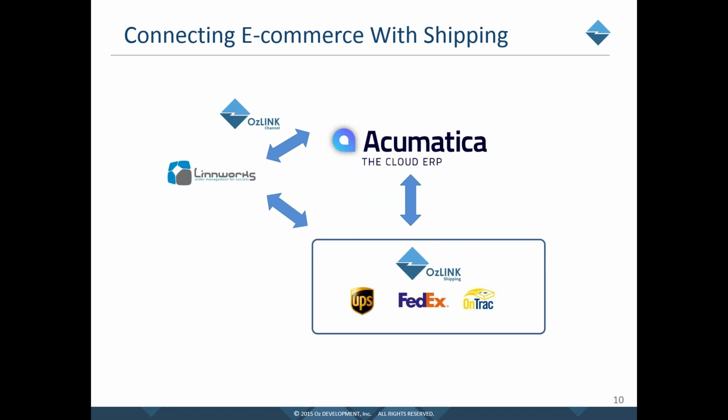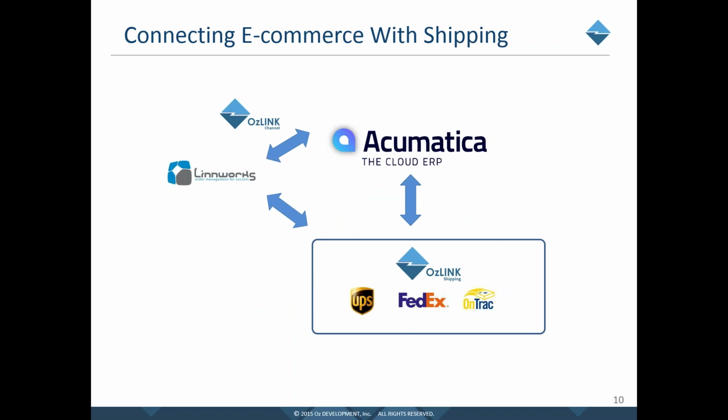Shipping component with Acumatica from OzLINK. It integrates UPS, FedEx, and OnTrac. OnTrac is a regional West Coast carrier. And their orders on the e-commerce side are managed through LINWORKS, which is essentially a piece of software that collects order data and provides e-commerce order management from multiple sources.